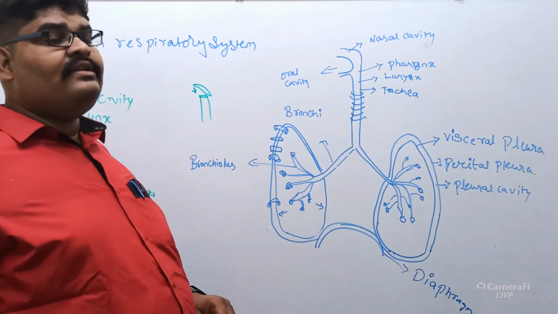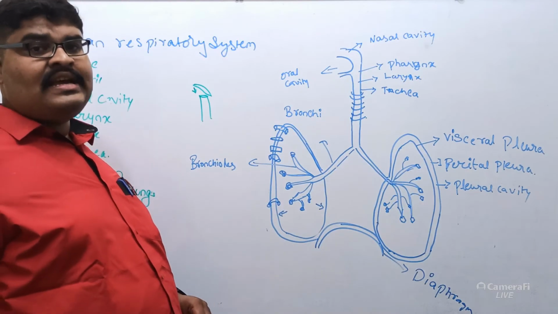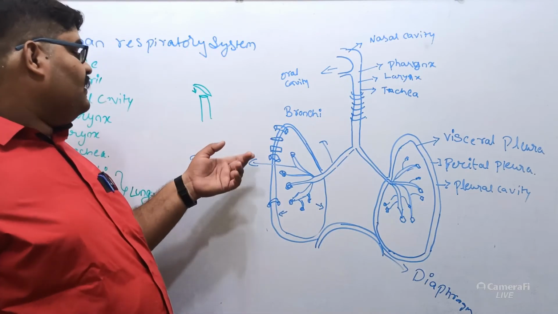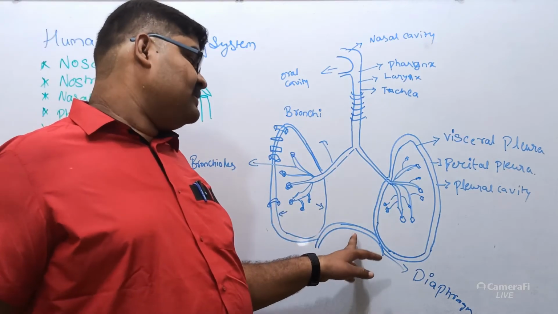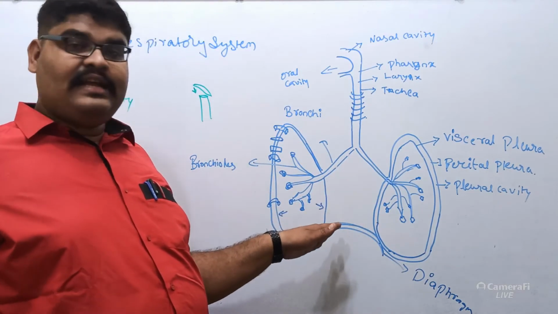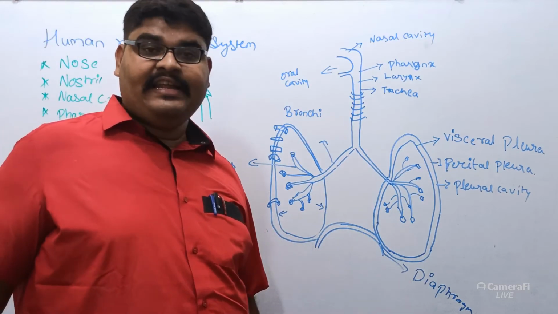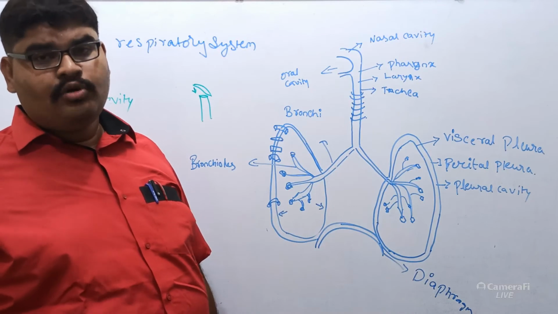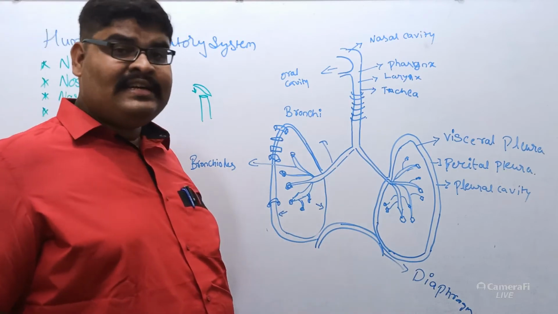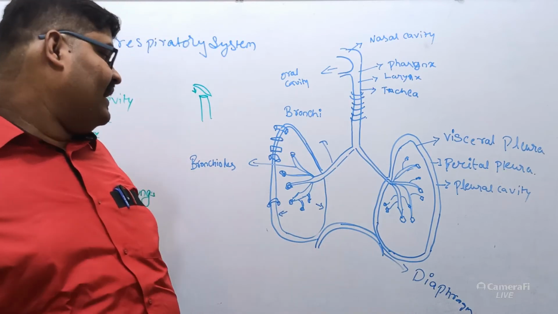Below that we have the muscles, like the intercostal muscles, and one more type of muscle which is separating the lungs, that is the diaphragm. The diaphragm is a dome shaped structure.